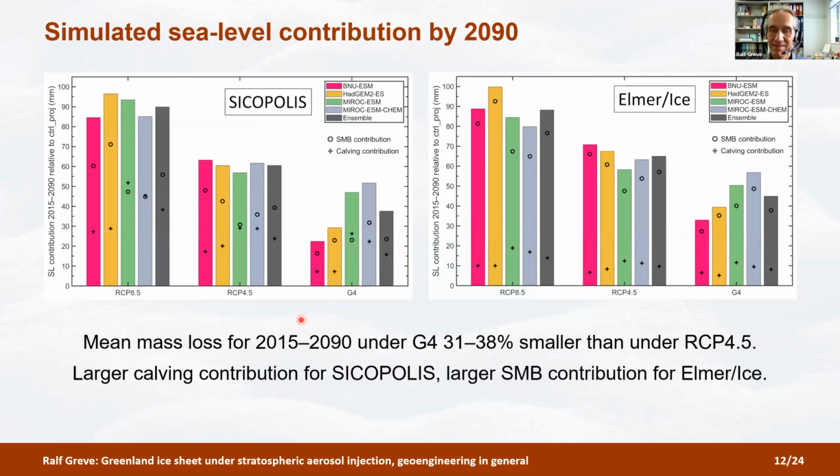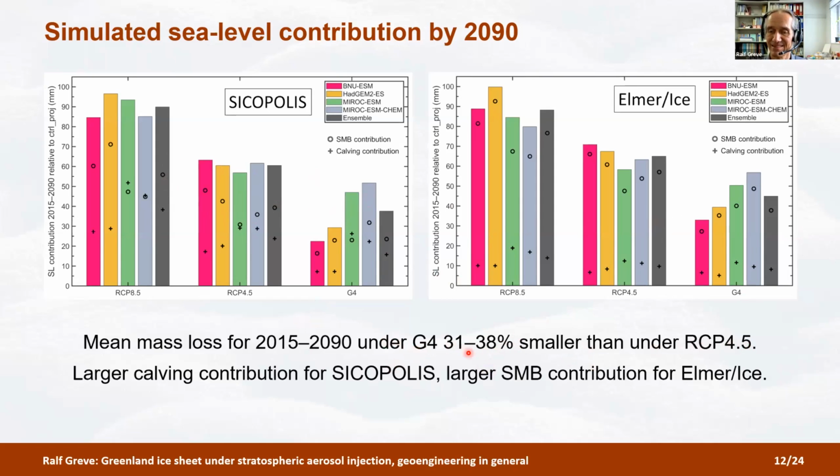So the most important result is, of course, to compare G4 with RCP 4.5, because just to remind, G4 is actually RCP 4.5, just plus aerosol injection. By comparing these two, we can directly see the influence of the aerosol injection on the mass loss of the Greenland ice sheet. In all cases, and same for Elmer Ice, the difference between G4 relative to RCP 4.5 is approximately one third.